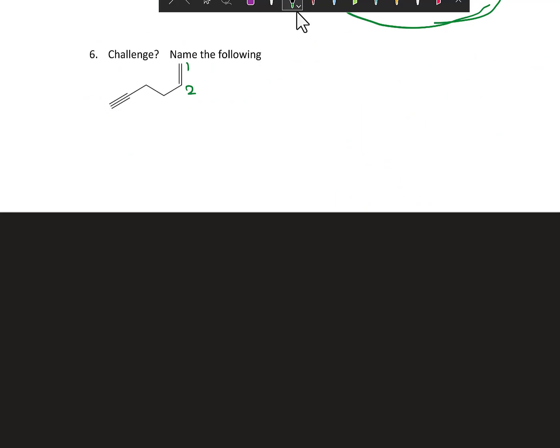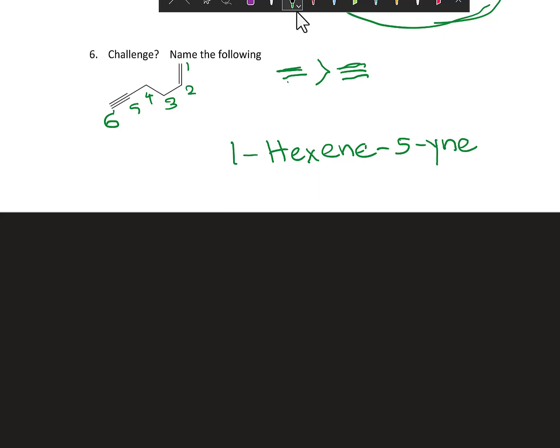Now this is a challenge. If you're not in a major class, you don't have to do it. This is how I would do it. So I would number 1, 2, 3, 4, 5, 6. The carbon chain, identify the triple bond has 5 and 6, 2 carbons on it, right? And then also notice double bond has more priority in the naming than the triple bond. So that's why I number that way. Otherwise you're going to flip that numbering, right? So that means this should be said as 1-hexene and 5-yne, because the triple bond starts at 5. That's it.